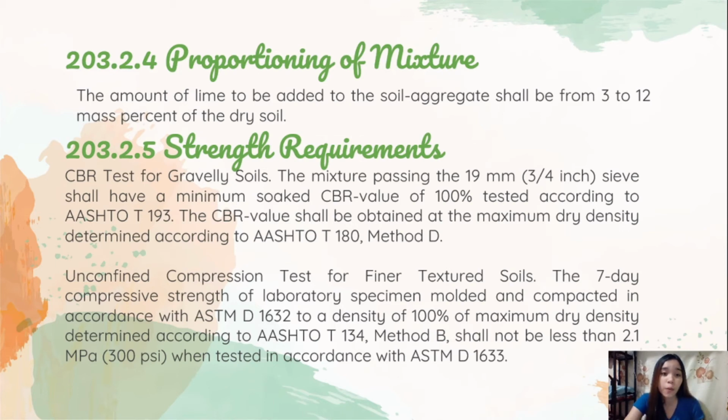Then for unconfined compression test for finer texture soils, the 7-day compressive strength of laboratory specimens molded and compacted in accordance with ASTM D1632 to a density of 100% of maximum dry density, determined according to AASHTO T134 Method B, shall not be less than 2.1 MPa or 3000 PSI. Sorry, when tested in accordance with ASTM D1633.